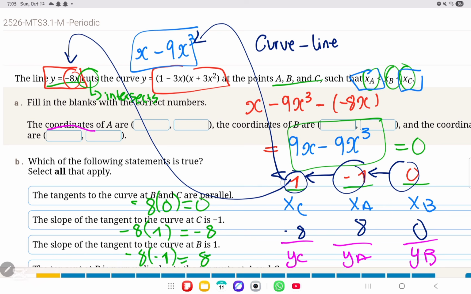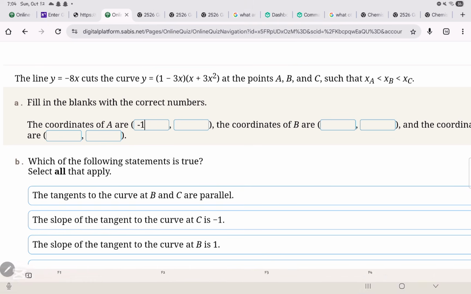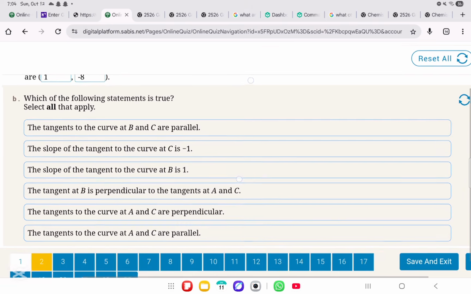So now we have our points, okay? What are they? For A, our points are minus 1, 8. For B, our points are 0, 0. And for C, finally, our points are 1, minus 8. Now the only thing we need to do is substitute them over here. So minus 1, 8, 0, 0, 1, minus 8. Now we move on to part B.